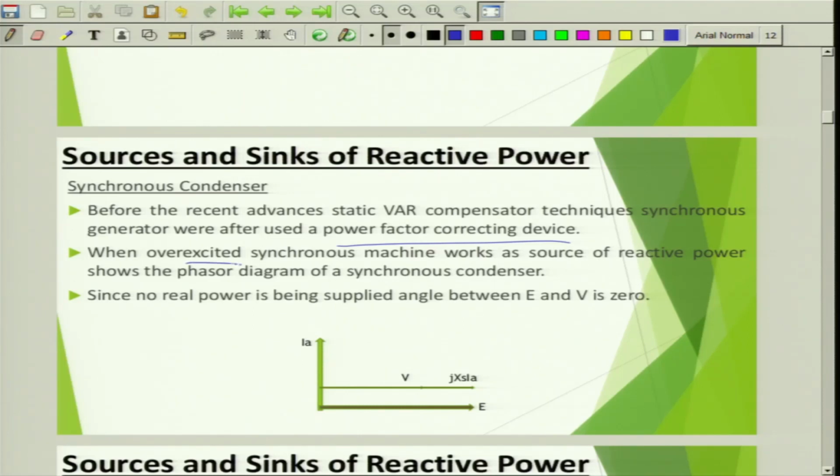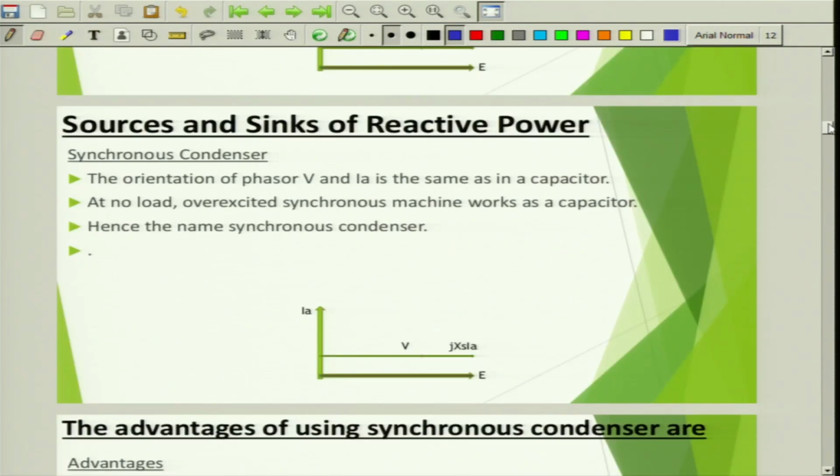When over excited, a synchronous machine works as a source of reactive power. The phasor diagram is shown, and since no real power is being supplied, the angle between A and B is 0. Basically, they do not deal with active power, they just manage their reactive power. And it is dynamic, not static, because the machine is rotating and dynamically varying the reactive power. It behaves like a capacitor. At no load, an over excited synchronous machine works as a capacitor, hence the name synchronous condenser.